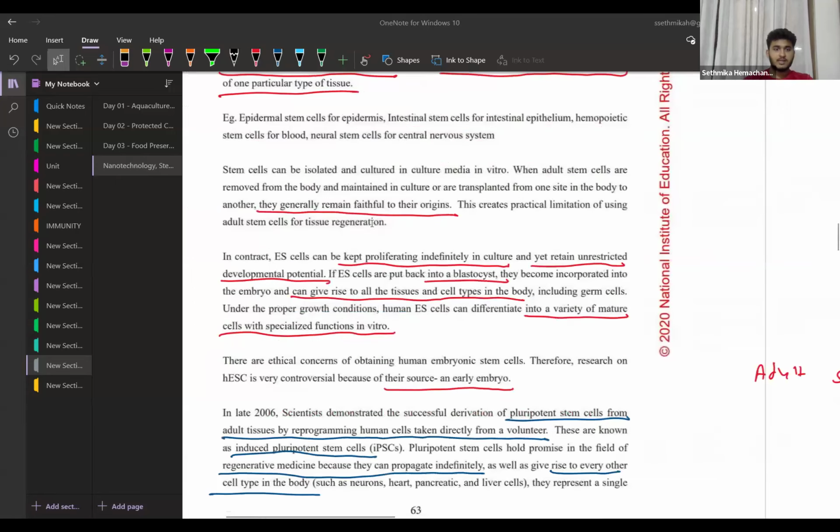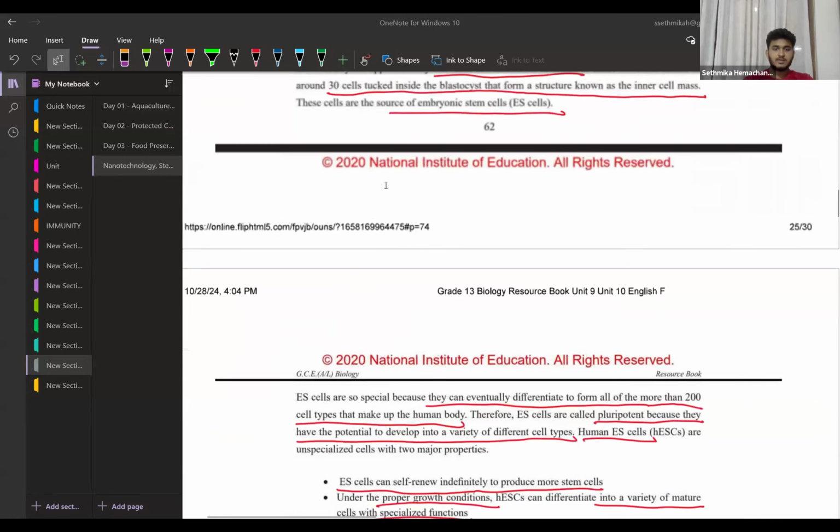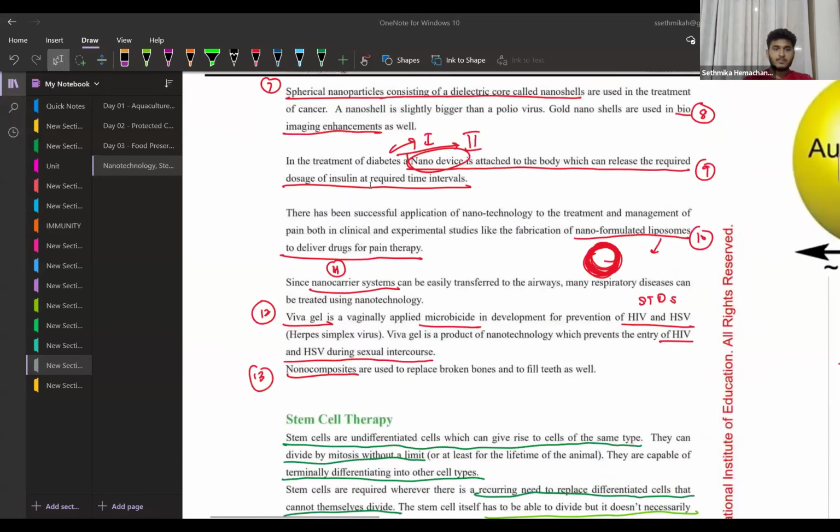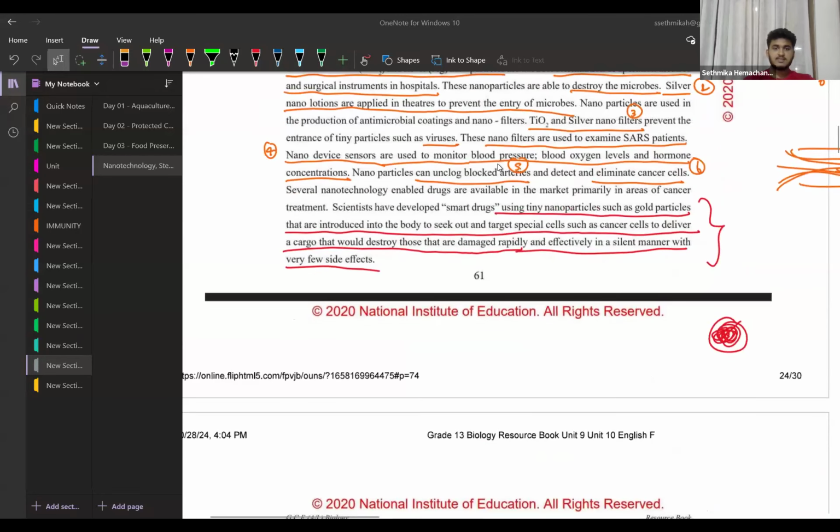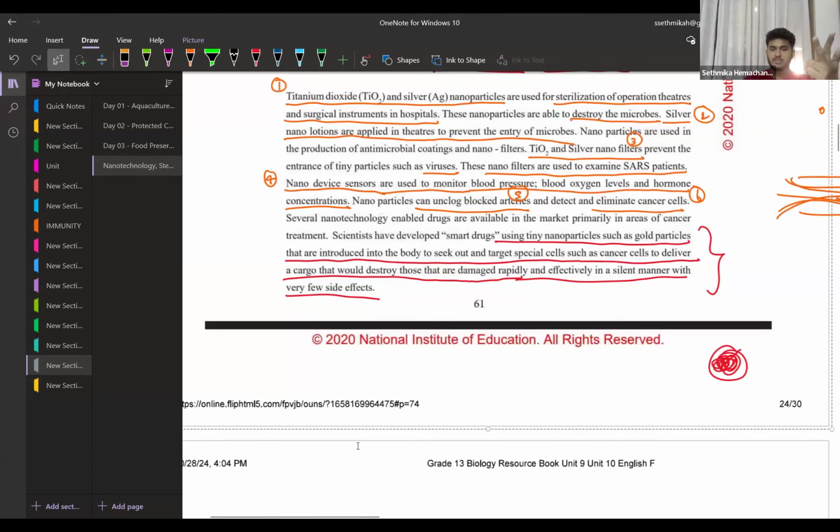You can find it here. Nano device sensors are used to monitor blood pressure, blood oxygen levels, and hormone concentration.